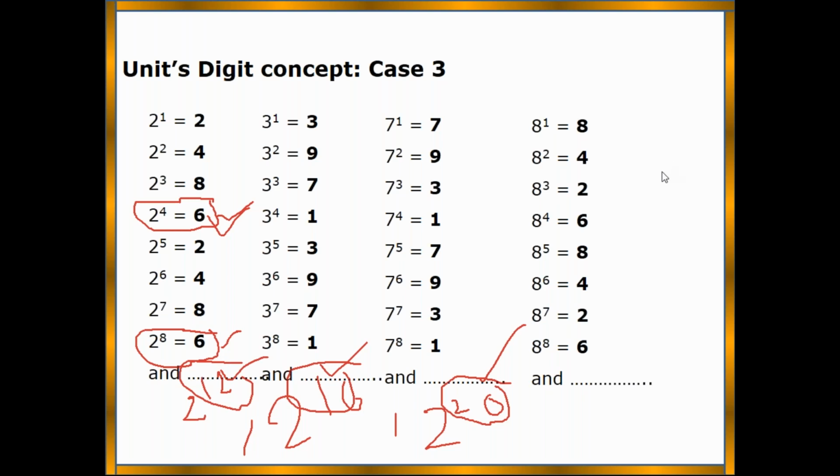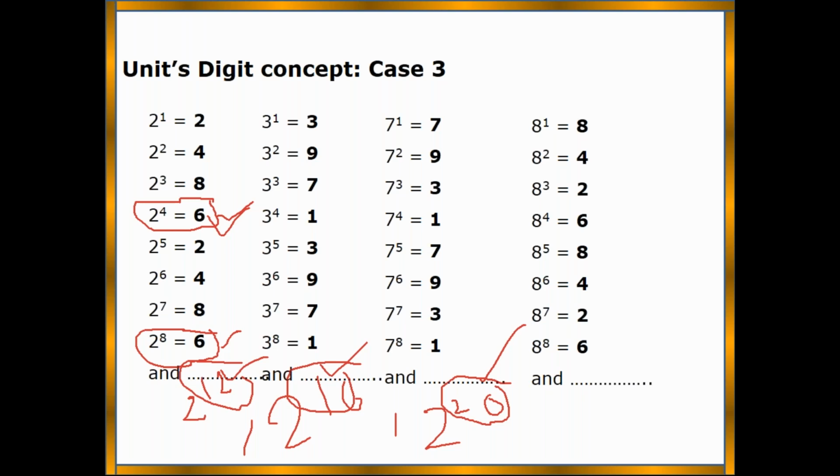Get it? So just divide the power by 4. You have to focus on the remainder. If the remainder is 1, if the remainder is 2, if the remainder is 3, if the remainder is 0, then what will we do? Please plan accordingly. Okay. So any doubt up to that? On Monday we'll go for the examples also. Don't worry about it. Any doubt up to that?